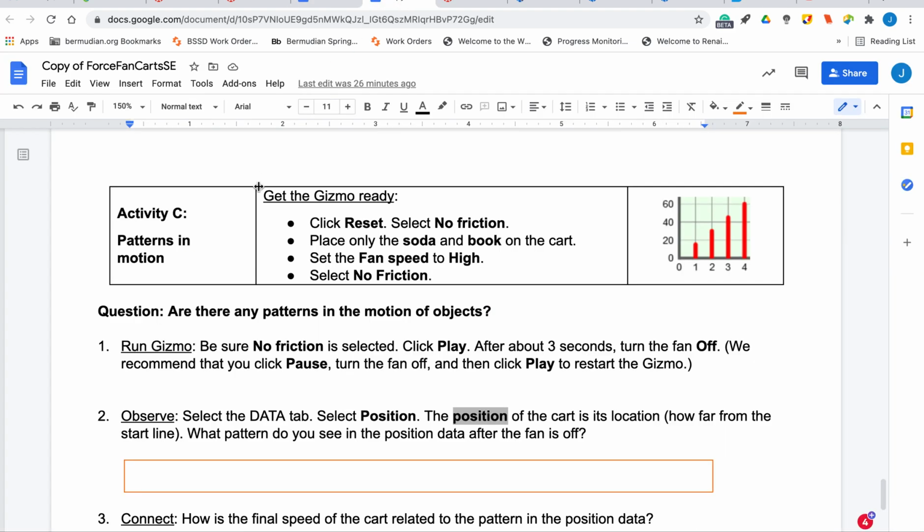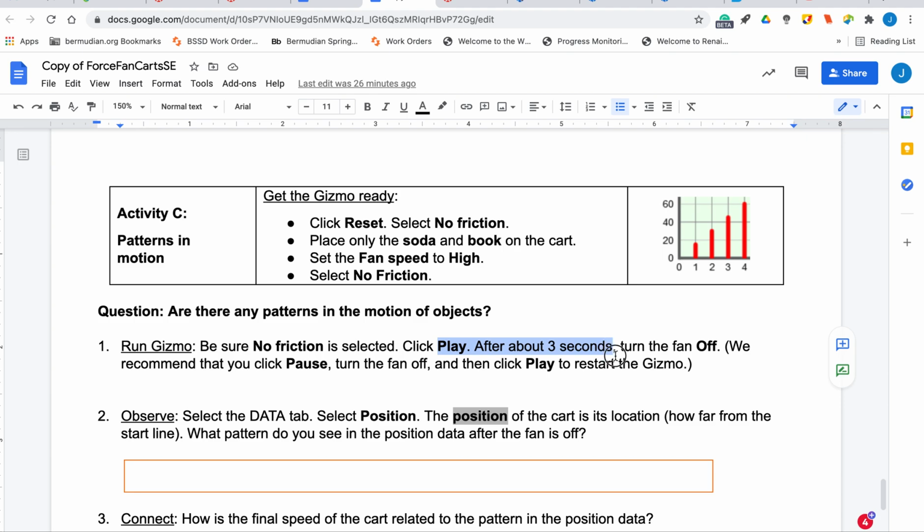Okay, so now we are on activity C. We've got the gizmo ready. I've clicked reset. We have no friction. We've got the soda in the book on the cart. The fan is set to high, and we have no friction. Okay. After about 3 seconds, I'm going to pause it.